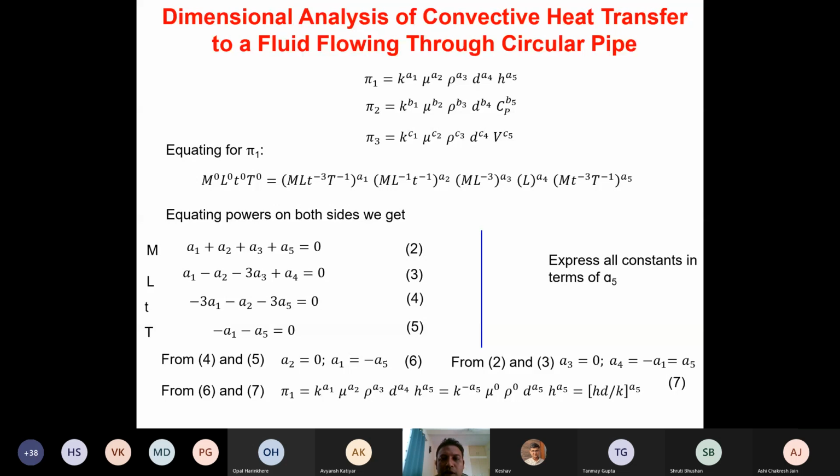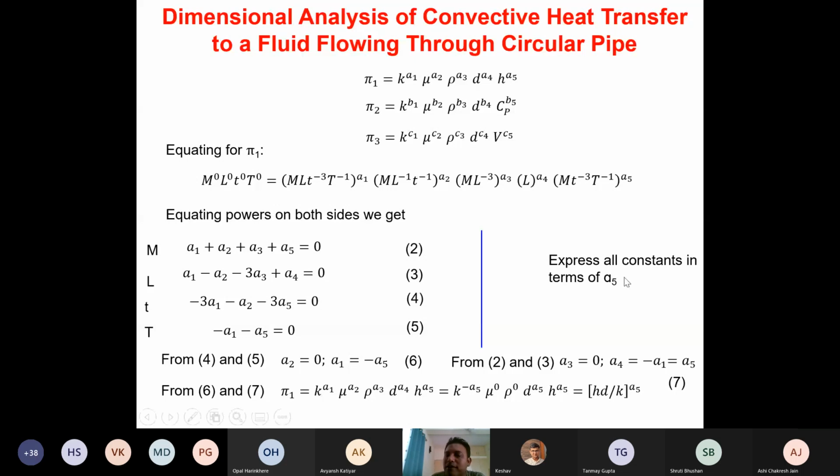How many constants are we having? We are having 5 constants. We are having 4 equations. So obviously we have to express all these 4 variables in terms of the fifth one. So in this case, we are expressing all the variables in terms of A5. Again, this choice is arbitrary. You can select any other. You can consider A2, A3, A5 expressed in terms of A1. Doesn't matter. Okay.